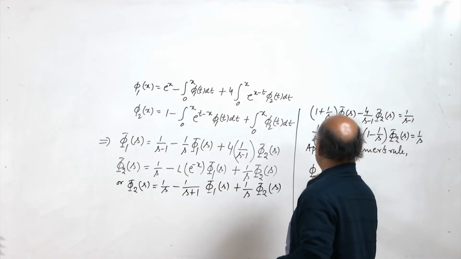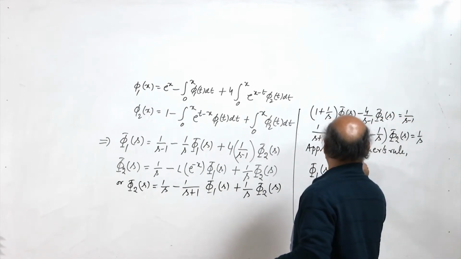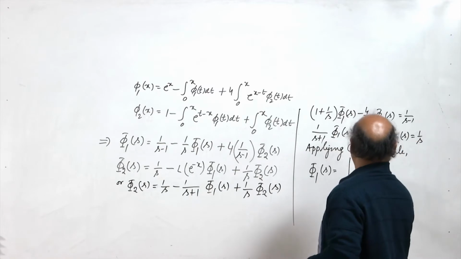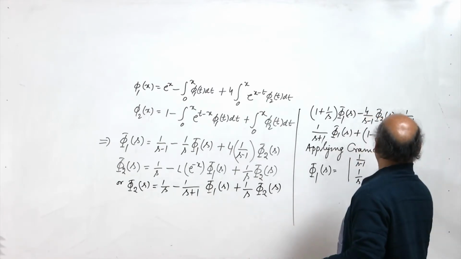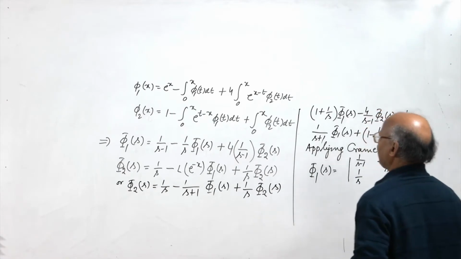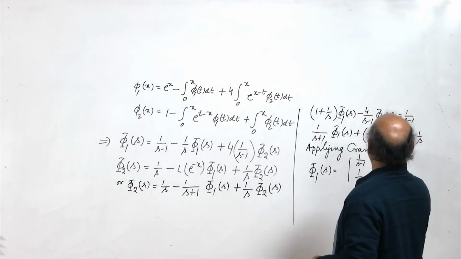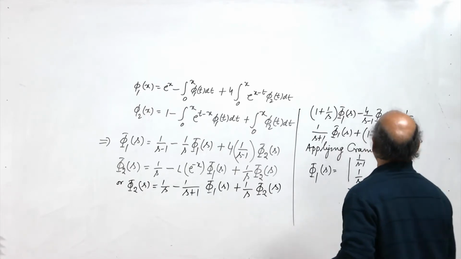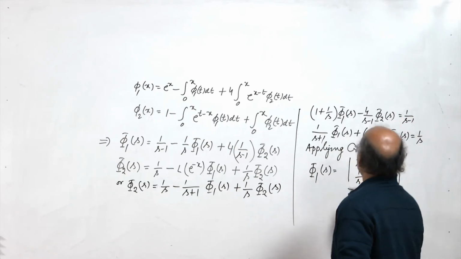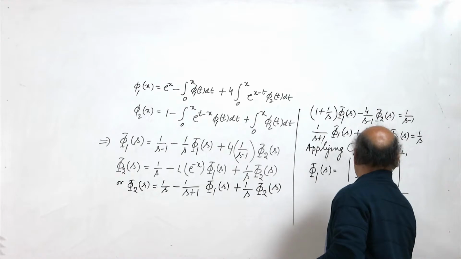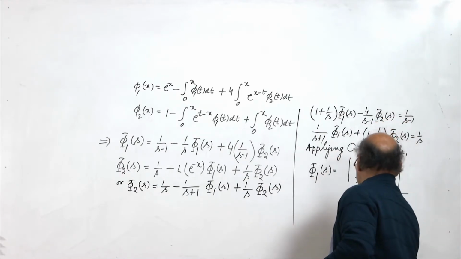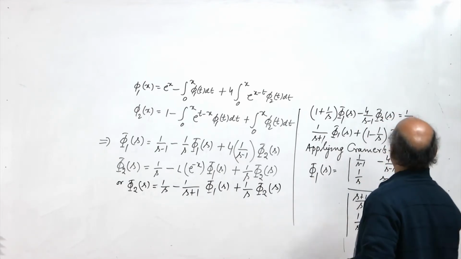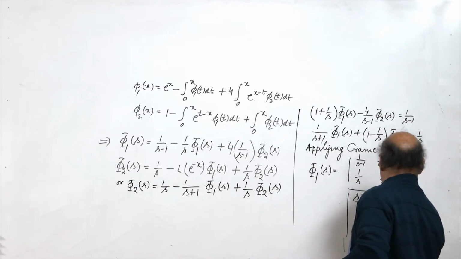So let us write first the expression for phi 1 s. Phi 1 s will be the determinant of 1 over s minus 1, 1 over s, then minus 4 upon s minus 1, and 1 minus 1 upon s, so that is s minus 1 upon s, divided by the determinant of s plus 1 over s, 1 over s plus 1, then minus 4 upon s minus 1, and s minus 1 upon s.